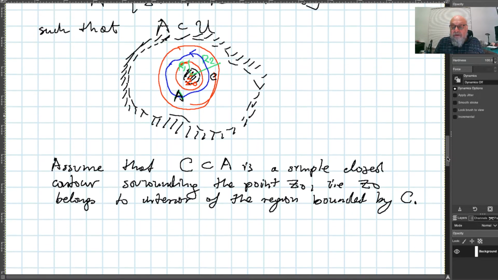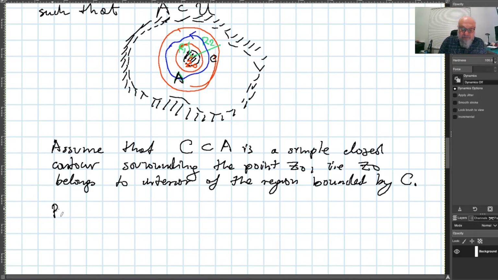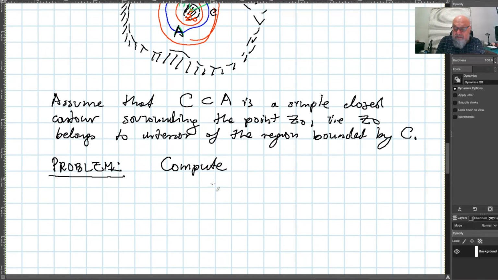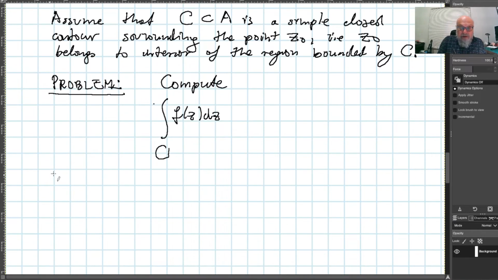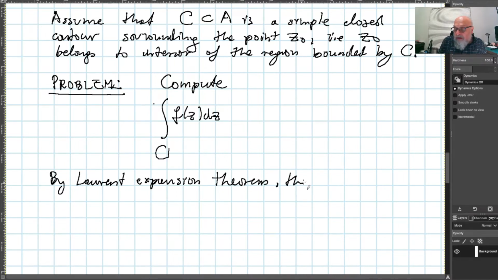So now our question is this one. Let's put it as a problem. Compute, and we want to compute an integral. So this is the integral over C of this function f of z dz. So now, remember, by the Laurent expansion theorem, the function f of z has a Laurent series expansion.